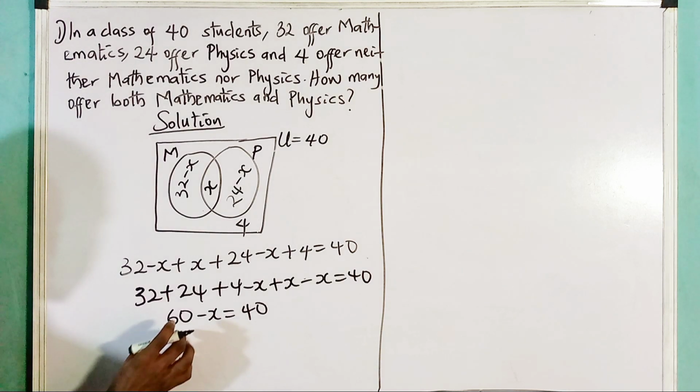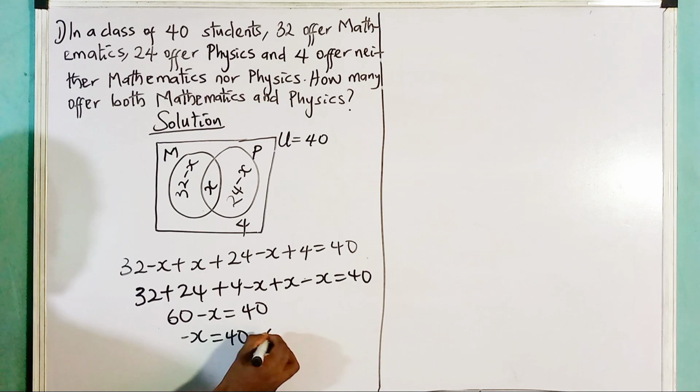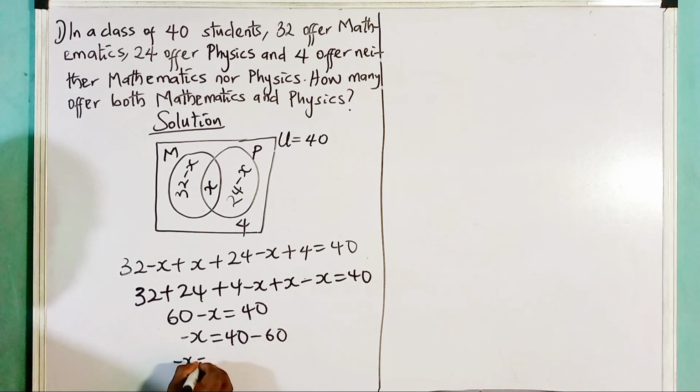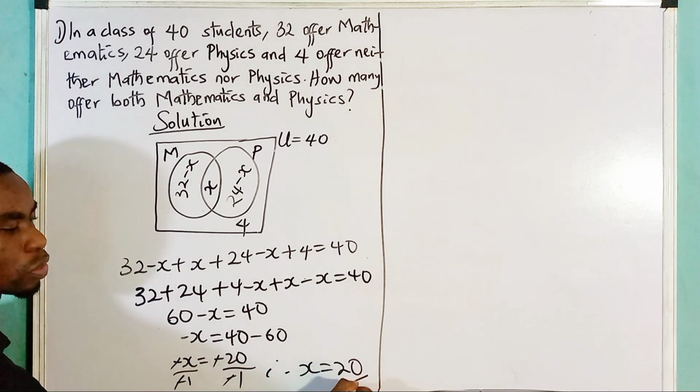Now we collect like terms, bring 60, translate it to this other side. Here becomes minus here. So this is minus X equal to 40 minus 60. Minus X equals minus 20. Divide both sides by minus 1, and then this cancels this. Therefore, X, the number of students that offer both subjects, is 20 students.